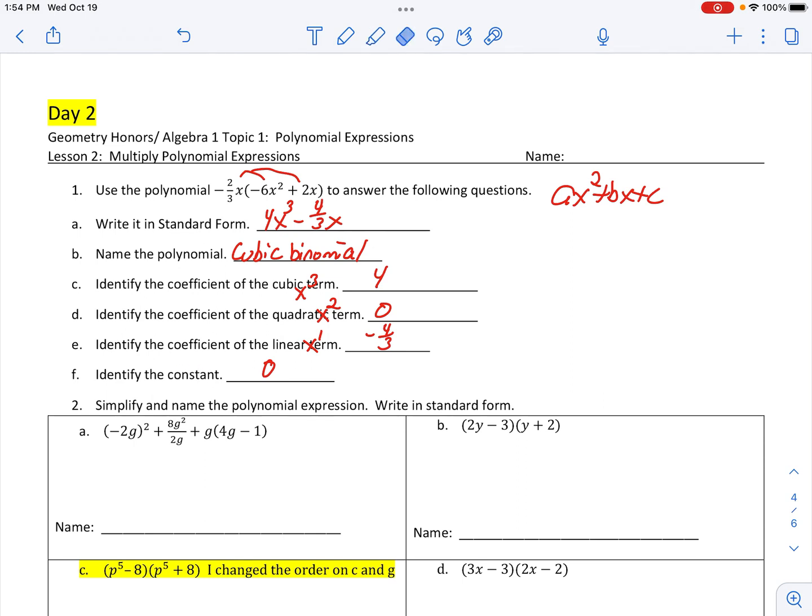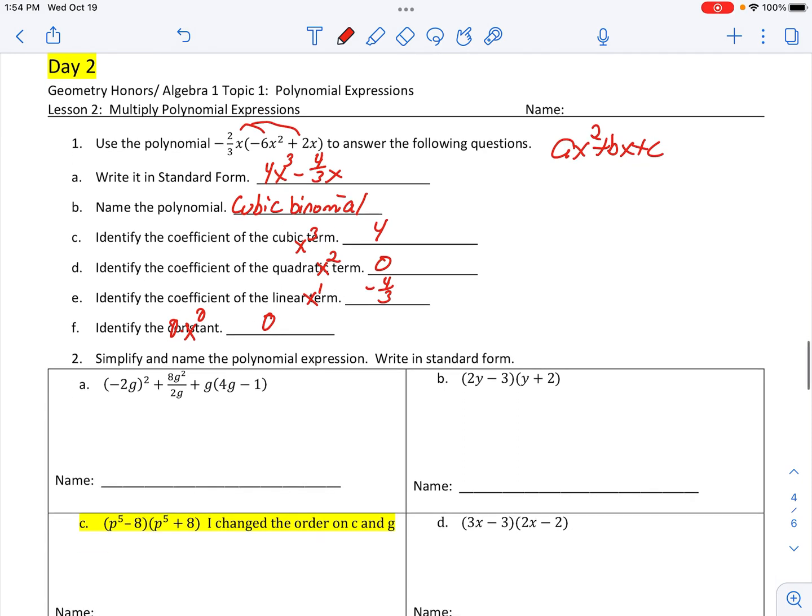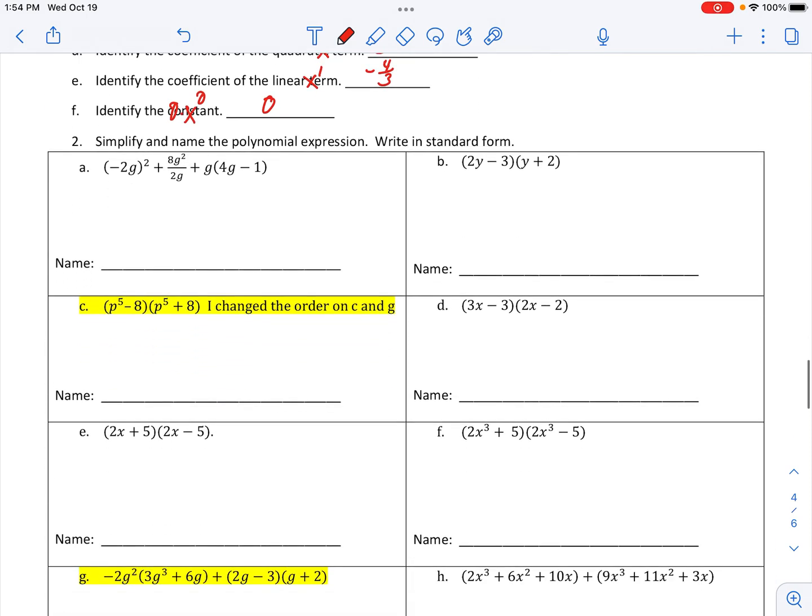And it's like saying the constant term is x to the 0, but because there's nothing there, like I said, it's 0, or you could say none. Same thing with the quadratic term. Now, let's do a little bit of review on some things here.